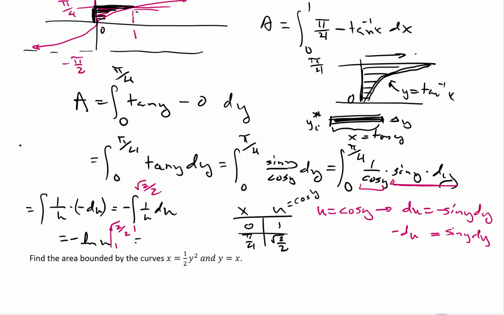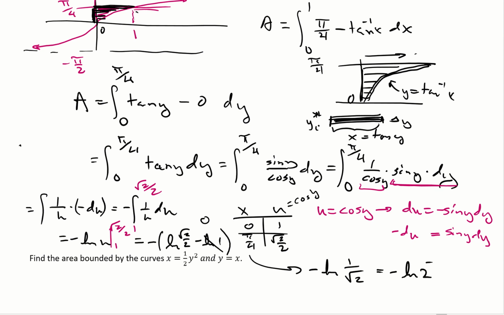So therefore, we've got a negative, in parentheses, natural log of radical 2 over 2 minus the natural log of 1, and natural log of 1 is 0. So our final answer, well, you can do it in different ways. I'm going to write this as 1 over the square root of 2, because it's another name for radical 2 over 2, which is negative natural log of 2 to the negative 1/2.